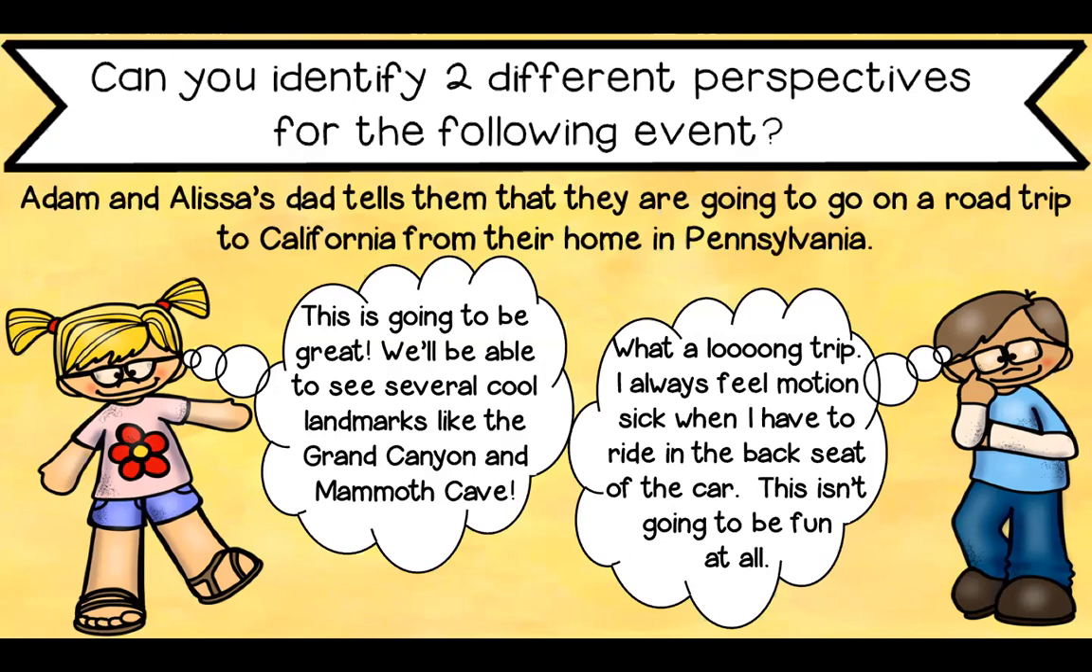Now, what is Adam's perspective or point of view about the road trip? What a long trip. So we already know he is not happy about going on the road trip. So his point of view is that he is not happy about going on the road trip. How do you know that he is not happy? What does he say or how does he act? What proves that he is not happy about the road trip?